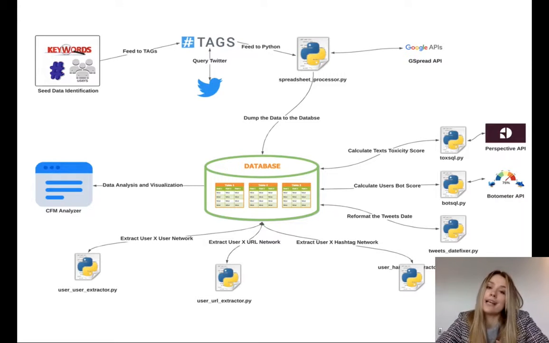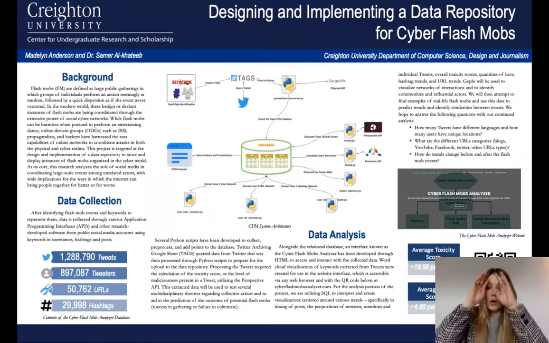Another thing that we looked into was the Botometer API, which calculated the likelihood that a Twitter user was actually an automated bot, so a non-human user, tweeting and spreading information that way. So the overall bot score of our database was only at 4.85%. This is also a pretty low number for our repository with over 1.2 million tweets.